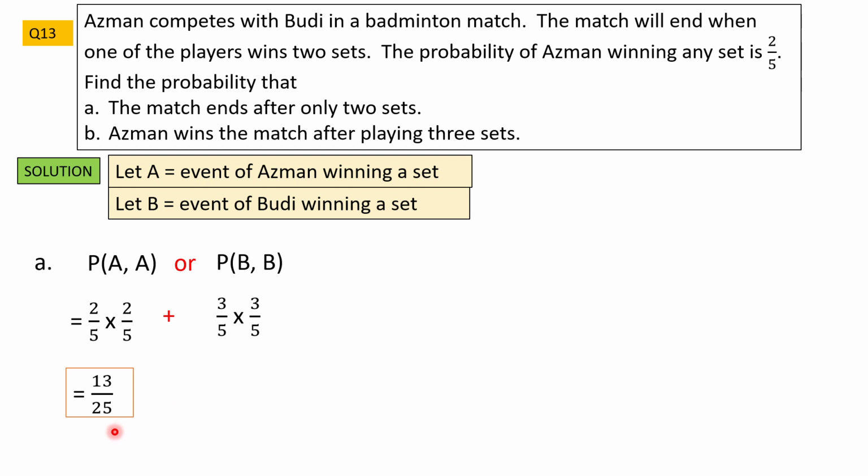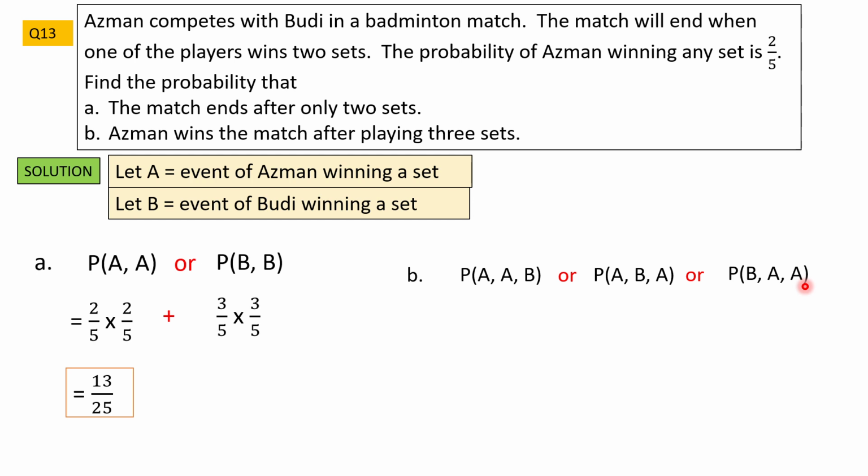Okay, next question. B. Find the probability that Azman wins the match after playing 3 sets. So in order to win, he has to win 2 sets, but now they are playing 3 sets. So it can be like this. Probability Azman Budi, or probability Azman Budi Azman, or probability Budi Azman.